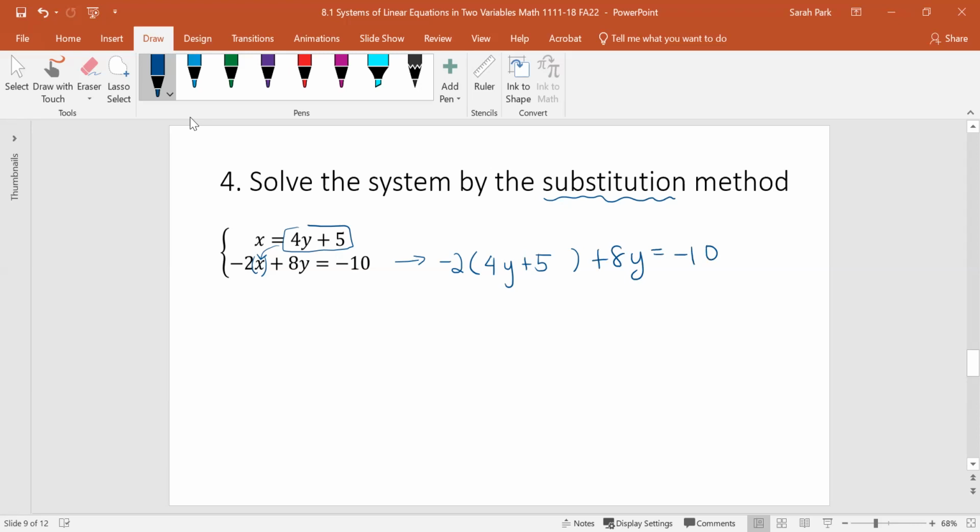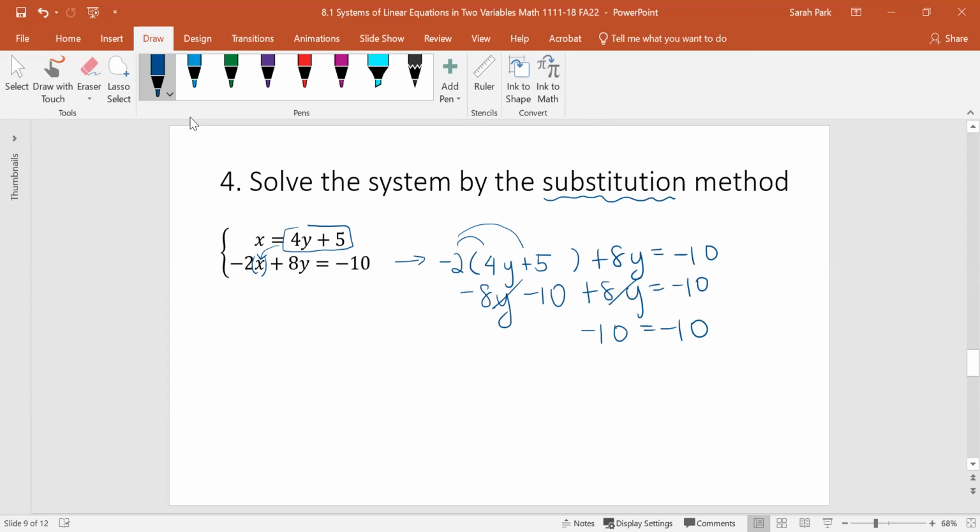The reason we do that is it helps us get the second equation all in terms of one variable. You want your equation all in terms of one variable so that you can solve for that variable. So now we have parentheses and we know to distribute the negative 2: negative 2 times 4y is negative 8y, negative 2 times 5 is negative 10, plus 8y is equal to negative 10. And we have negative 8y and 8y canceling out, and we get negative 10 equals negative 10.